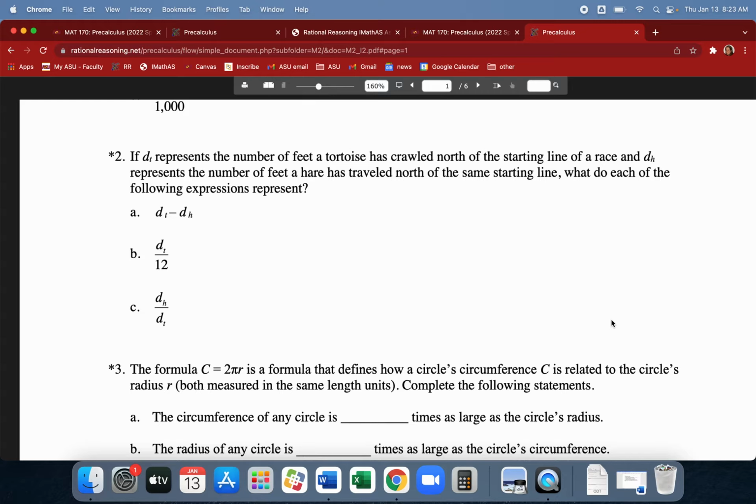Now what about B? Let's see, what do we have here? D sub t divided by 12. That's maybe a weird looking number. Any thoughts? I'd say converting the distance that the tortoise has crawled into inches. Let's see, dividing by 12. So if I have the number of feet and I divide it by 12. Oh, never mind. Yeah, so multiplication by 12.